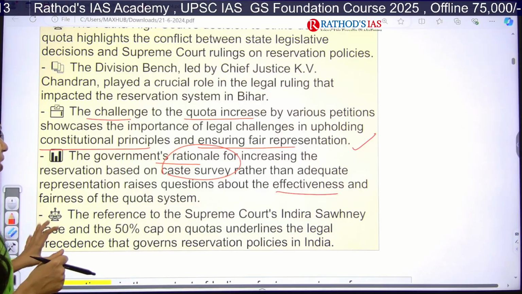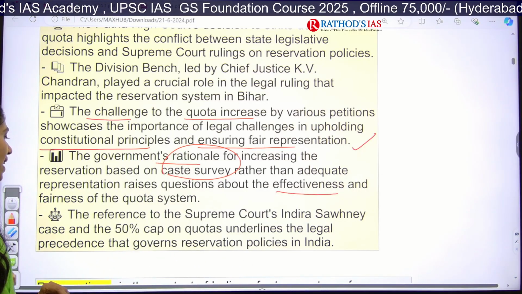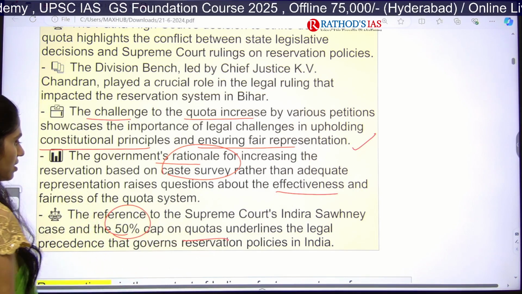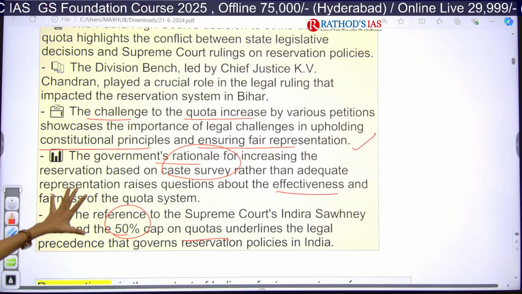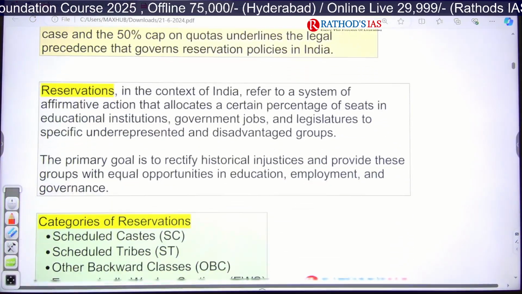Actually, one famous Supreme Court judgment, the Indra Sawhney case, says that yes, there is a cap, a 50 percent cap on quotas, on reservation policies in India. So these are some key highlights from that article. Now let us see what this reservation is.